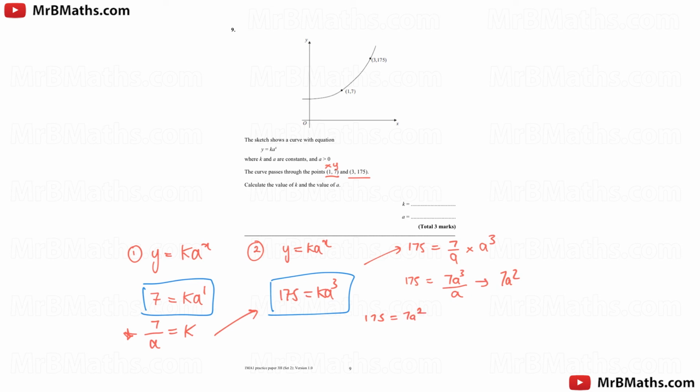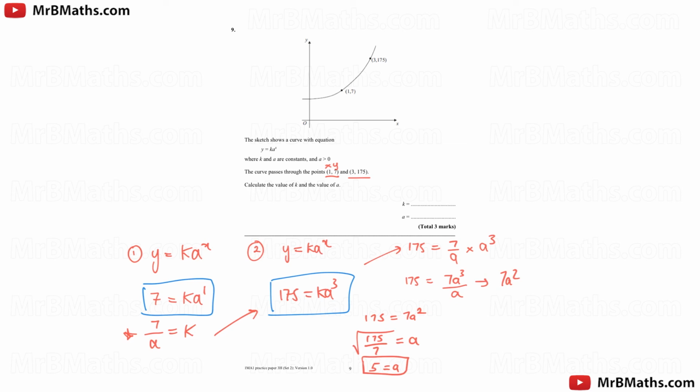Now we need to find a, so divide by 7 both sides, so 175 over 7 equals a squared. And then to get rid of the squared, we would square root. So the square root of 175 over 7 gives us a value of 5. So from this we know that a equals 5.